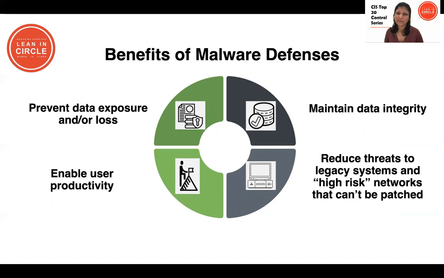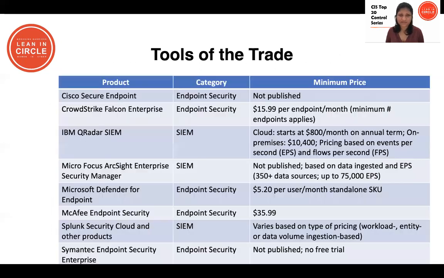The fourth benefit of employing malware defenses is to reduce threats to legacy systems and high-risk networks that cannot be patched. It really helps because in some cases, these networks are so outdated that it's just not easy or going to be fast enough to patch them. And so by employing strong malware prevention techniques, it can really help reduce risk.